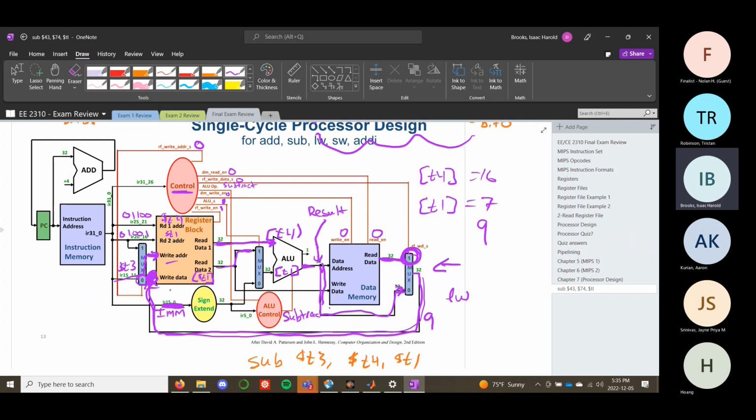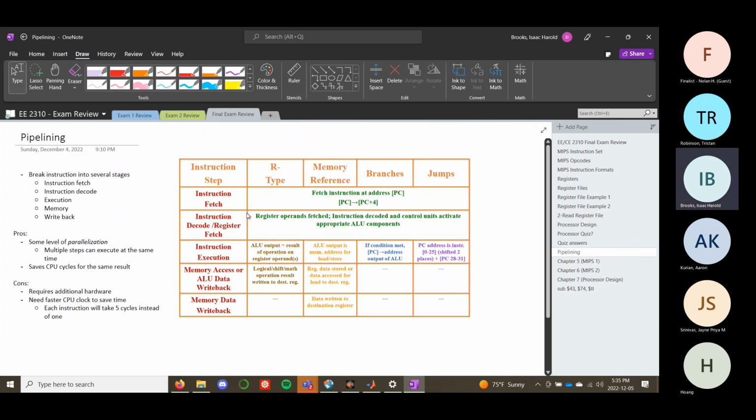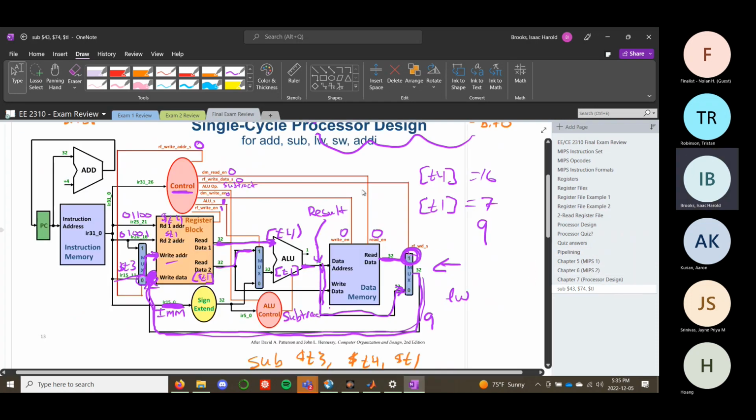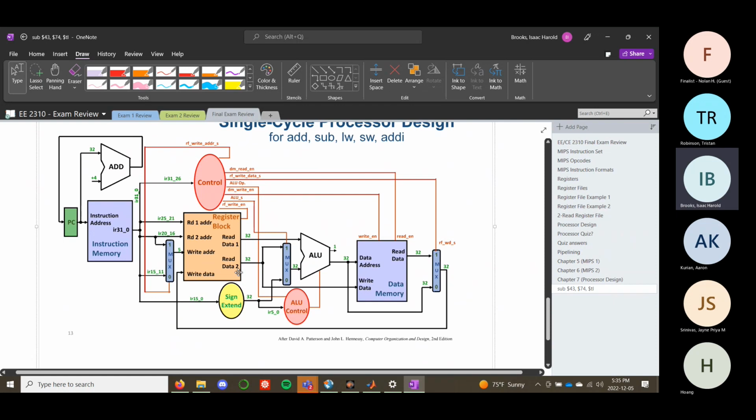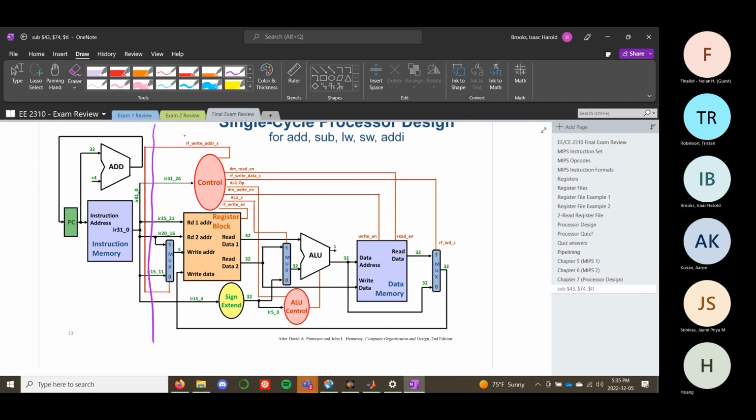The idea behind pipelining, though, is we break each instruction into different steps: instruction fetch, decode, execution, memory access, and memory data write back. So what that looks like, maybe if I can get a clean version of this, is kind of broken into stages like this. This is your instruction fetch where you're going to grab the instruction from instruction memory. This is kind of where you're decoding the instruction. You're splitting it up into different groups of bits.